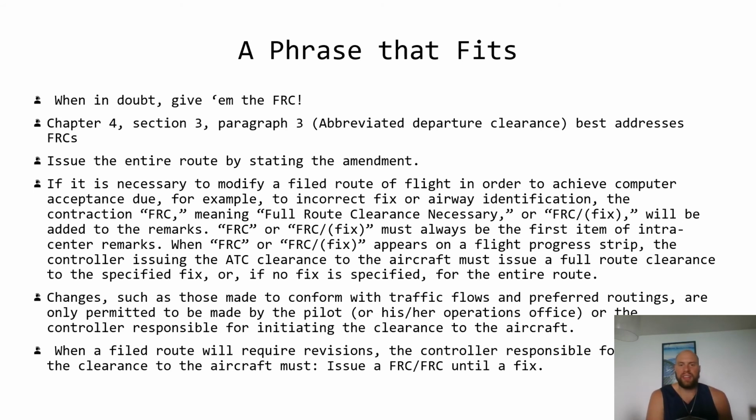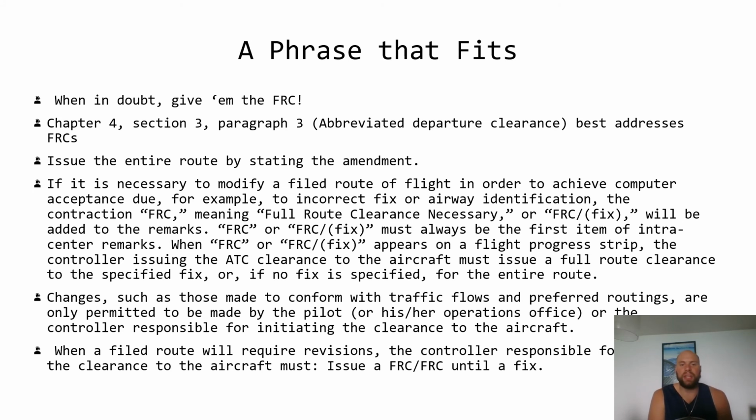When FRC or FRC fix appears on the flight progress strip, the controller issuing the ATC clearance to this aircraft must issue a full route clearance to the specified fix, or if no fix is specified, for the entire route. So if you see FRC, it's going to be all the way to the destination airport. If you see FRC slant and a fix, just give the full route clearance all the way up to that fix. Include the fix because chances are that's the fix that it gets tied into, just to be safe.